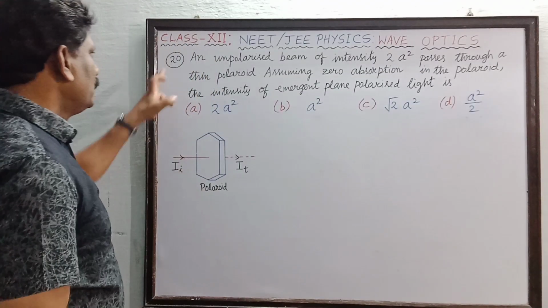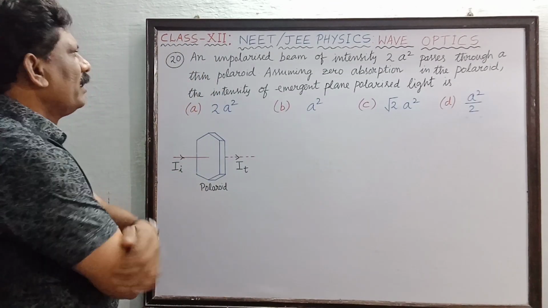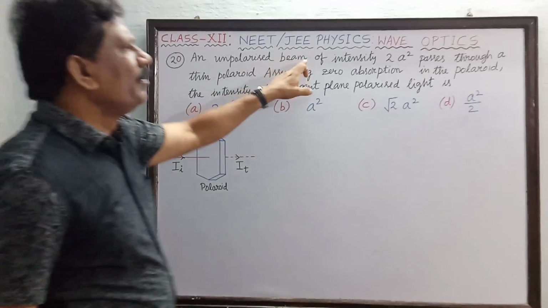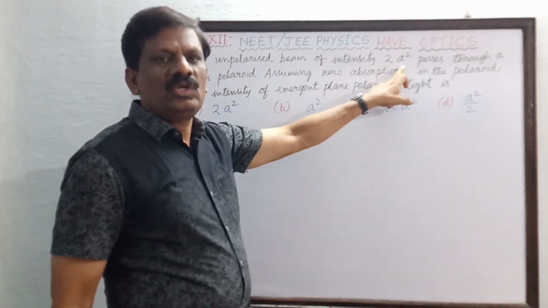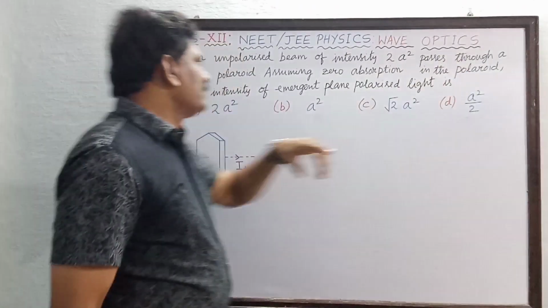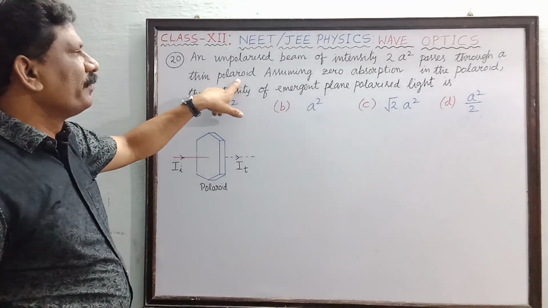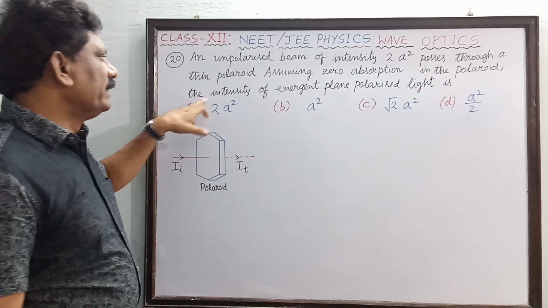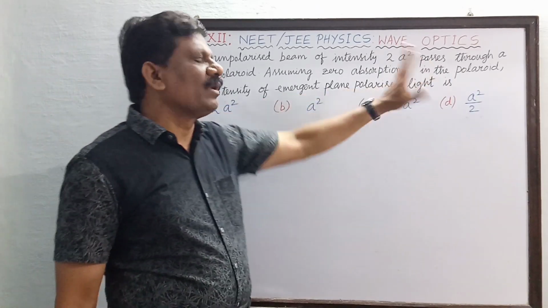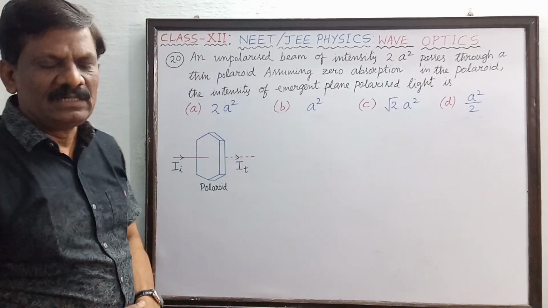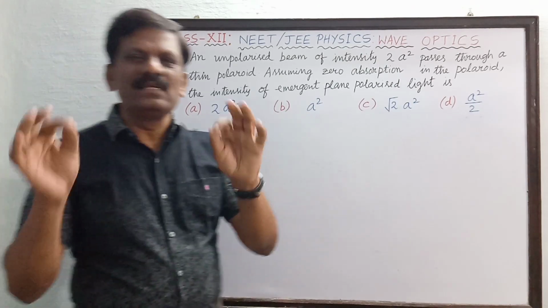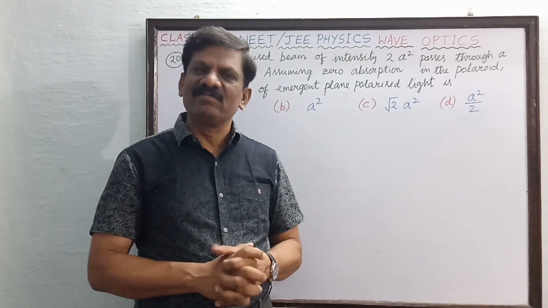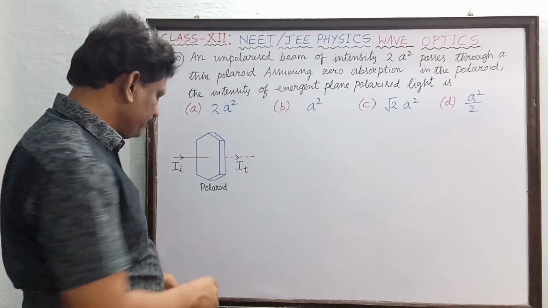Hi students, the 20th numerical problem. An unpolarized beam of intensity 2a square passes through a thin Polaroid. Assuming zero absorption in the Polaroid, the intensity of the emergent plane polarized light has to be determined. This is the easiest possible question in polarization of light, and it is very direct.